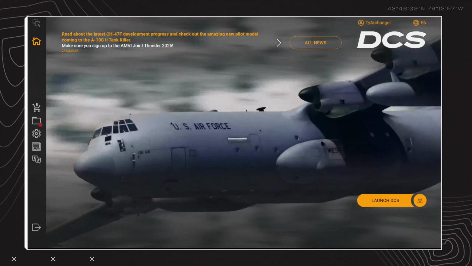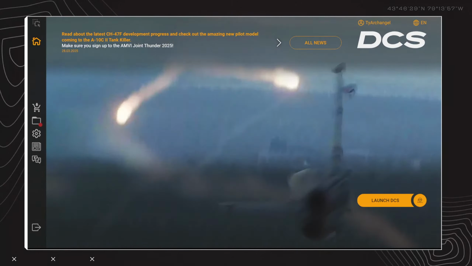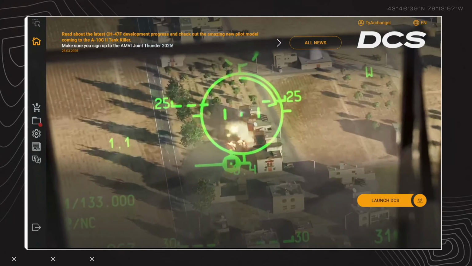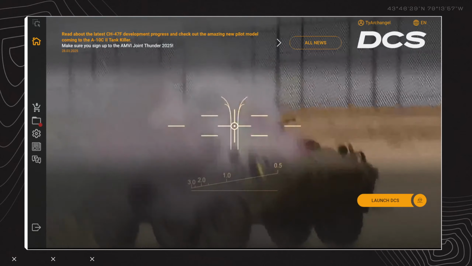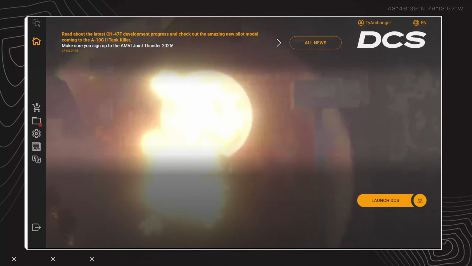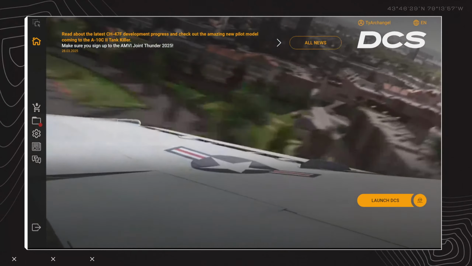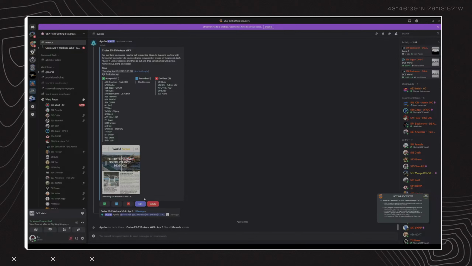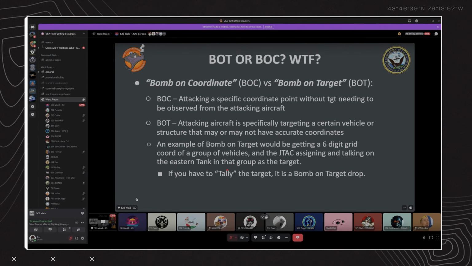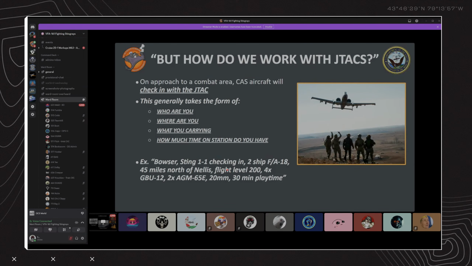I'm like, okay. An example of a bomb on target would be getting a 6-digit grid code for a group of vehicles, and then the JTAC talking you on to the eastern tank in that group as a target, just kind of like how I said. That tank, I don't like it there. Get rid of it. If you have to tally the target, it is a bomb on target drop. So BOT versus BOC.